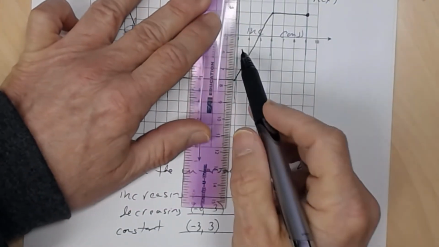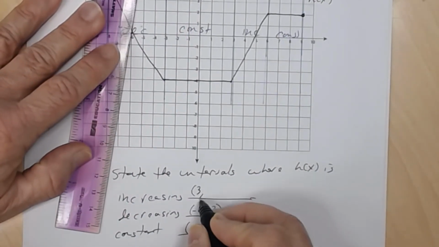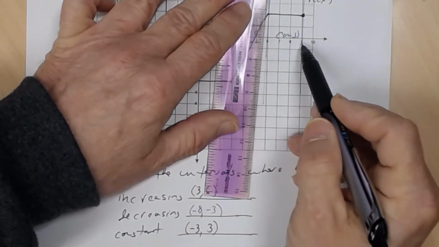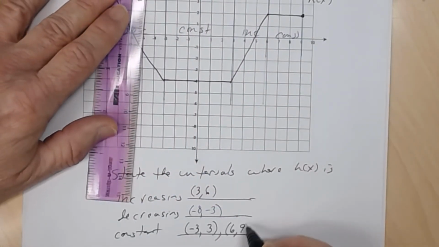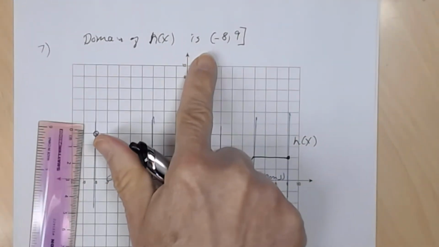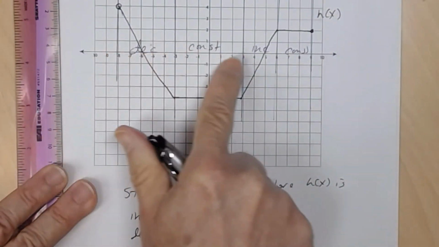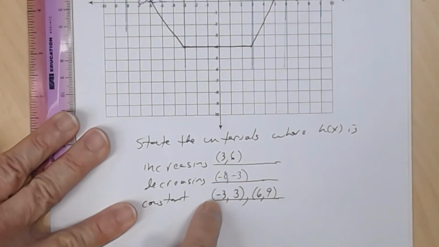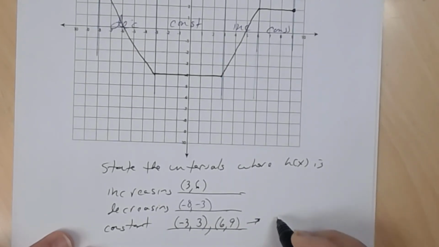Okay, and then from 3 to 6, what are those y values doing? Increasing. 3 to 6. And then from 6 to 9, what are those y values doing? Constant, so comma, 6 to 9. And then that's it, right? Because there's nothing else. So notice I went from my domain of -8 to 9, and I did that, -8 to 9. 1, 2, 3, 4. Okay? All right. And again, remember, you can always write this when you're using union. So you could say -3 to +3 union 6 to 9.